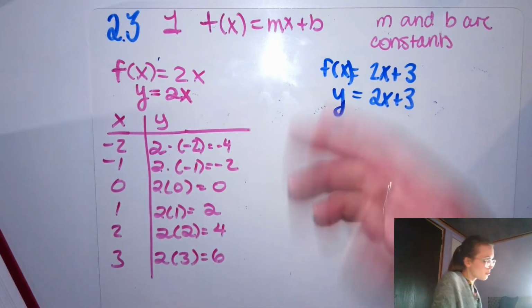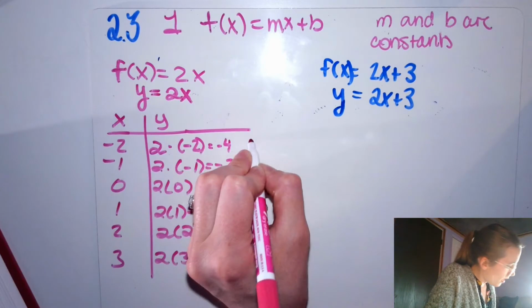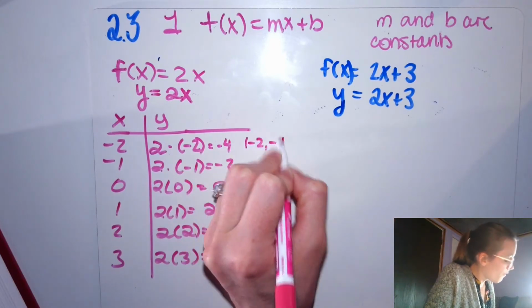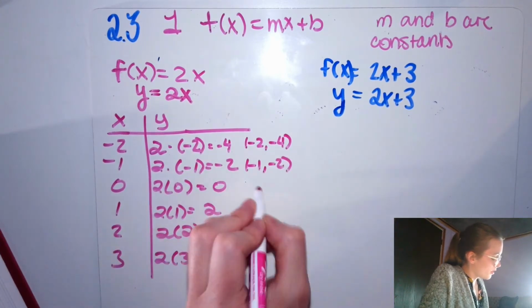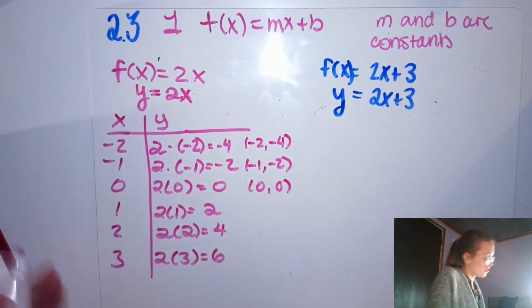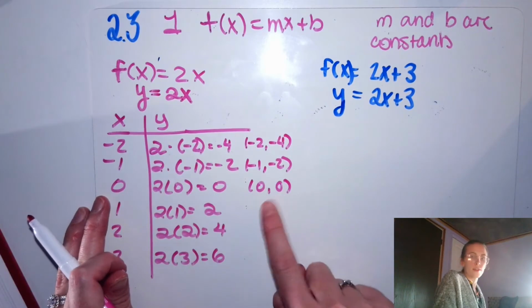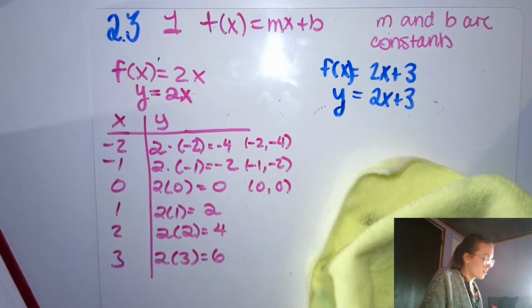So now the points will go like this. They'll go -2, -4. -1, -2. 0, 0. So you take the x value and then the y value, and so on. Okay.